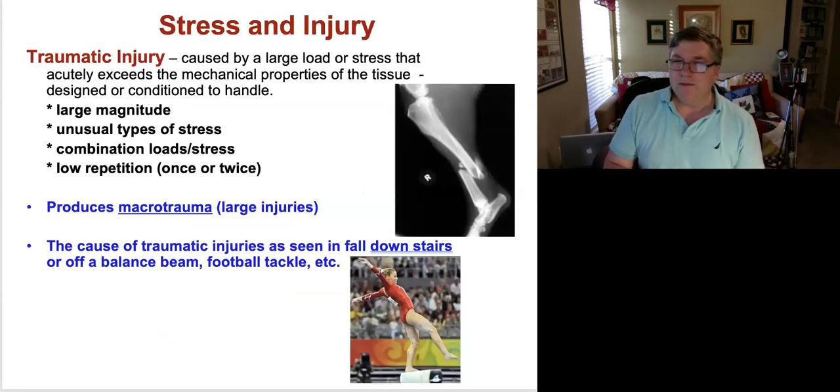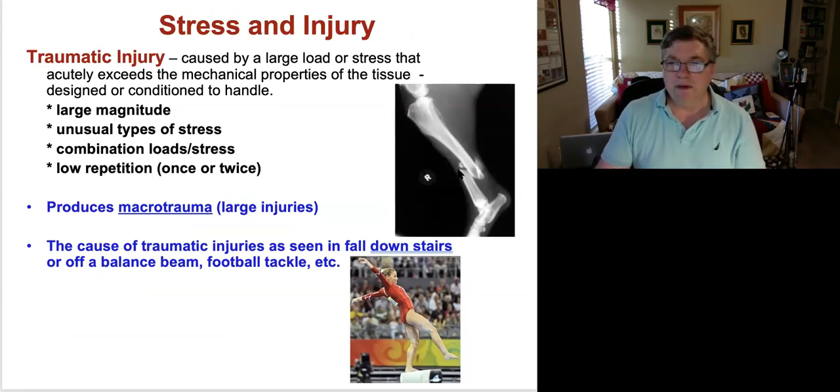So we have two types of basic injuries to muscles and connective tissue. The first one is traumatic injury. That's caused by a very large load, a very large amount of stress that can cause a significant fracture, a significant tear of a ligament or tendon, or even skeletal muscle. Someone could be on a balance beam, for example, and fall off.